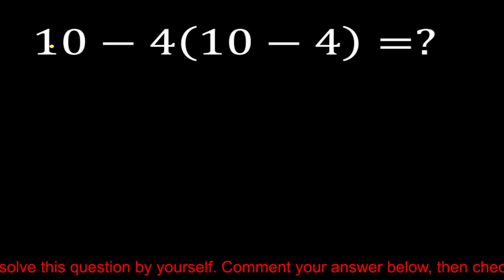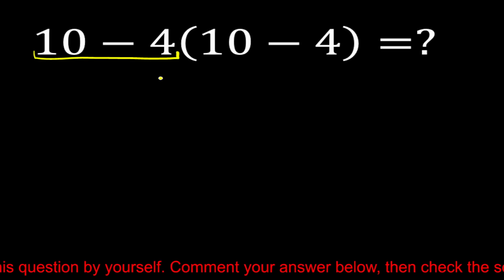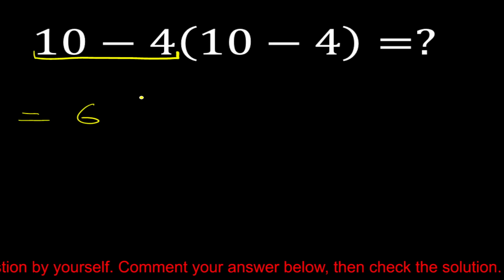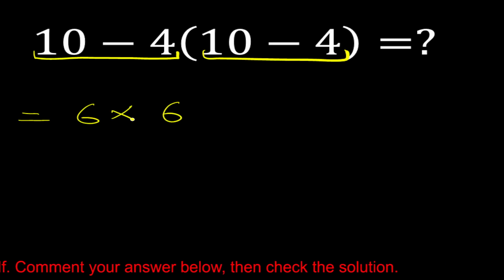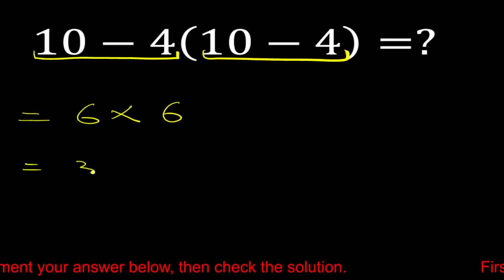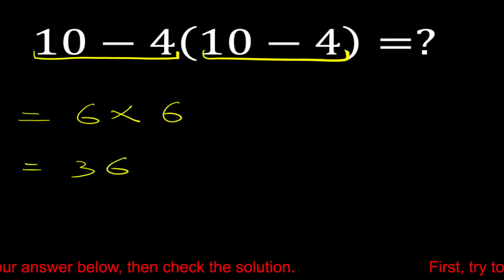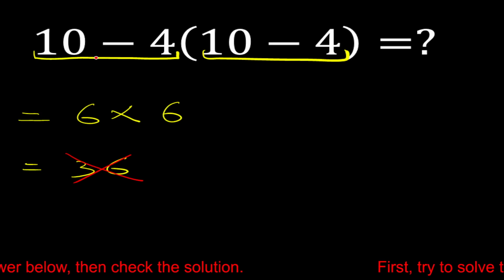So most people solve this question like 10 minus 4 is equal to 6. Then again 10 minus 4 is equal to 6. Now 6 multiply 6 is equal to 36. But this answer is not correct. This answer is completely wrong.